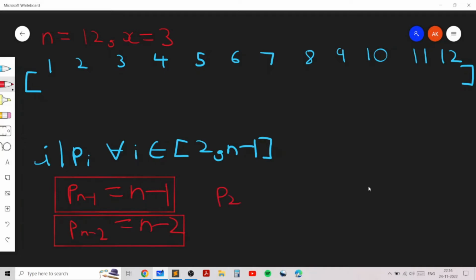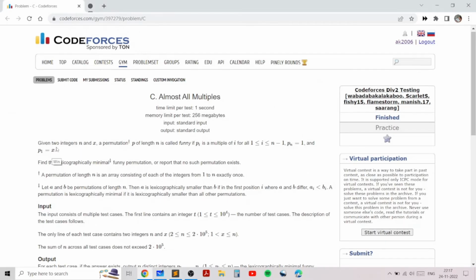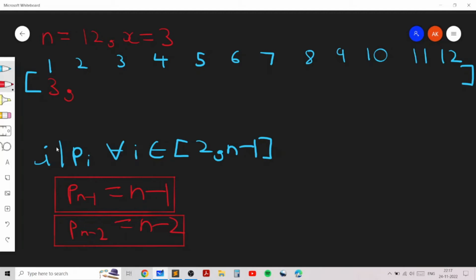But we cannot easily conclude that P of 2 is equal to 2 or P of 3 is equal to 3. It's possible that P of 3 is not equal to 3 in this example. There is one possible case in which P of 3 is not equal to 3, because we know that x is 3 means that this should come here. We know as a fact that P of 1 is equal to x. That's given in the problem statement. So we know that P of 3 cannot be equal to 3, and that's why we know that at the position 3, some other number should come.